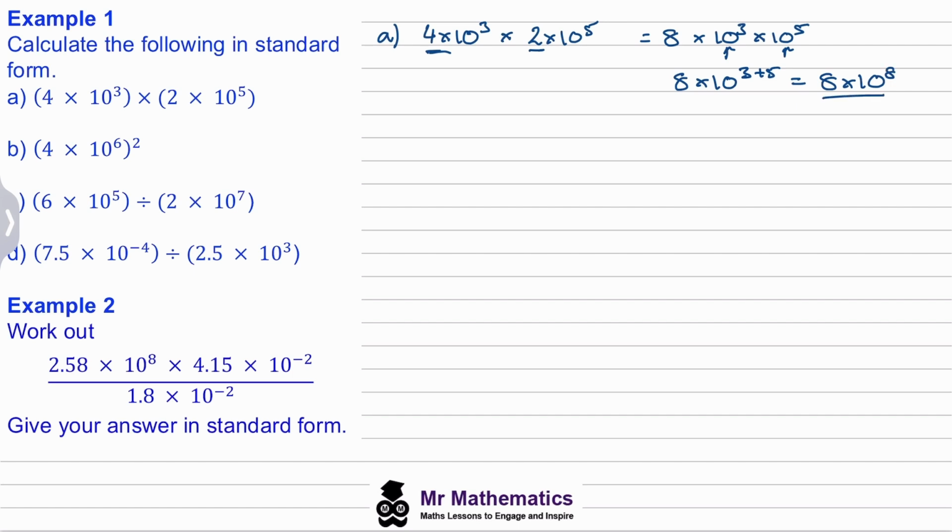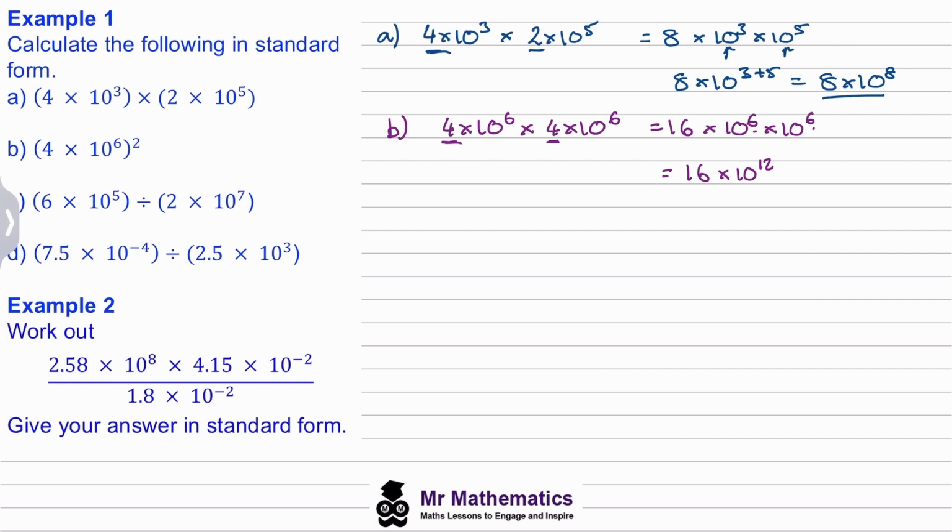Okay? And for question B, we've got 4 times 10 to the 6 squared. And because we're squaring it, we just multiply it by itself. Again, we can just multiply the two numbers together. So the 4 times the 4 will give us 16. Then we've got 10 to the 6 multiplied by 10 to the 6. And because the bases are the same and we're multiplying them together, we can just add these two powers. So we've got 16 times 10 to the 12, the 6 add the 6.